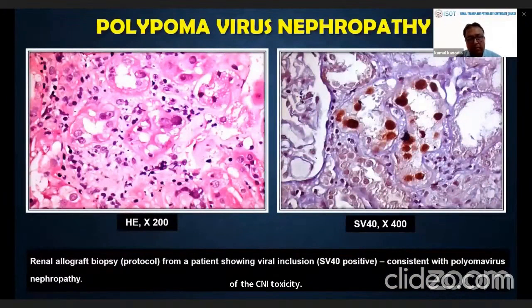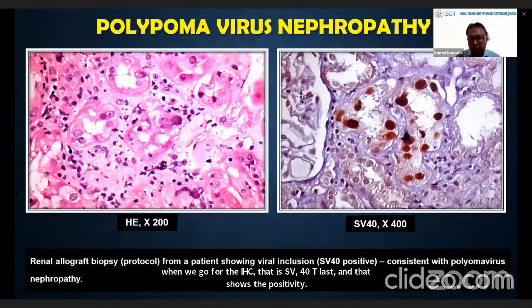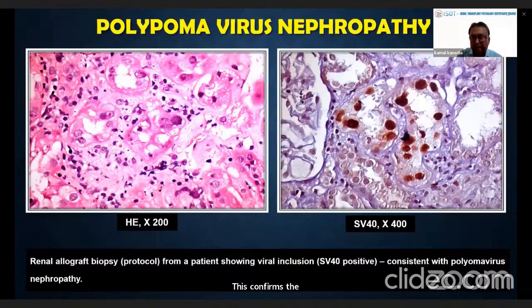Now coming to polyomavirus nephropathy. This is the histology picture of that. The tubules are showing viral inclusions, the epithelial cells are showing viral inclusions, and there is also infiltration of lymphoplasmacytic cells with tubulitis. When we go for IHC, the SV40 large T antigen shows positivity. So this confirms BKV nephropathy, or polyomavirus nephropathy.